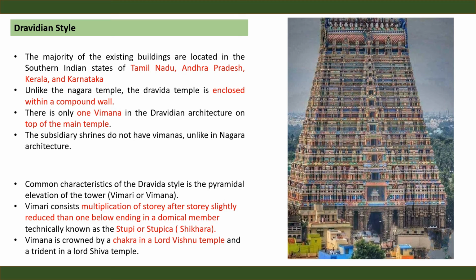Common characteristics of Dravidian style is the pyramidal elevation of the tower, and it consists of multiplication of story after story, each slightly reduced from the one below, ending in a domical member, which is also called stupi or stupika, that is shikara.